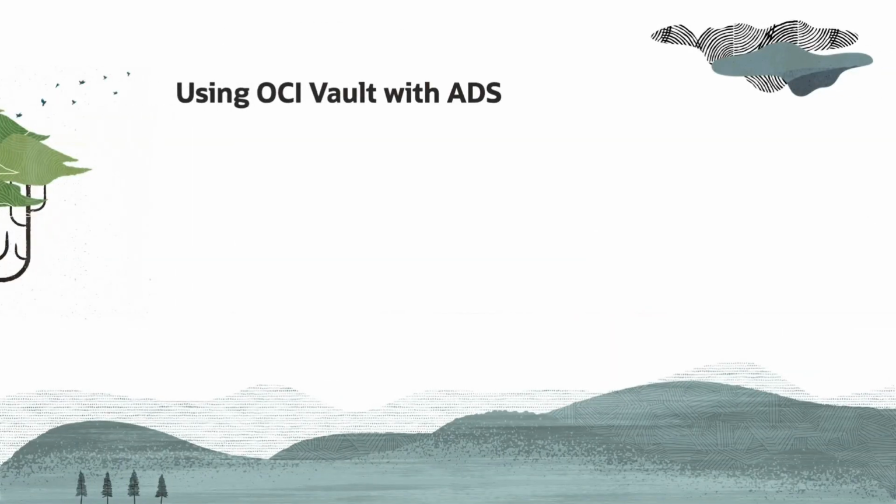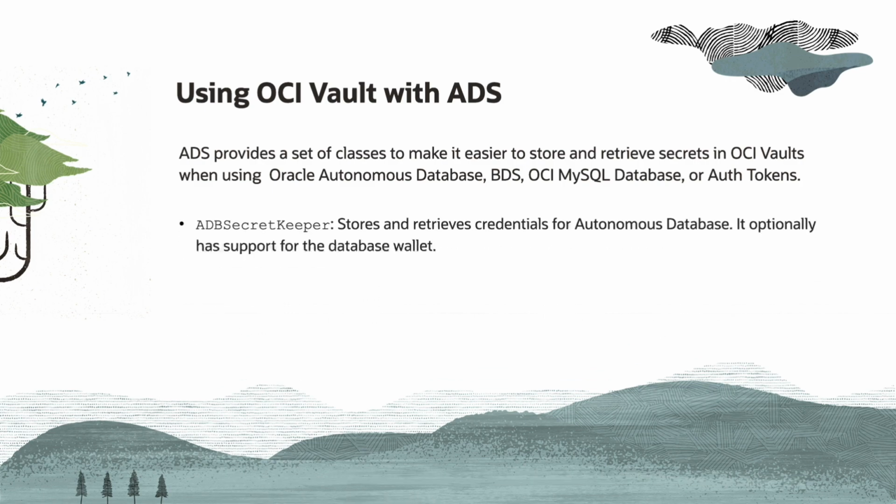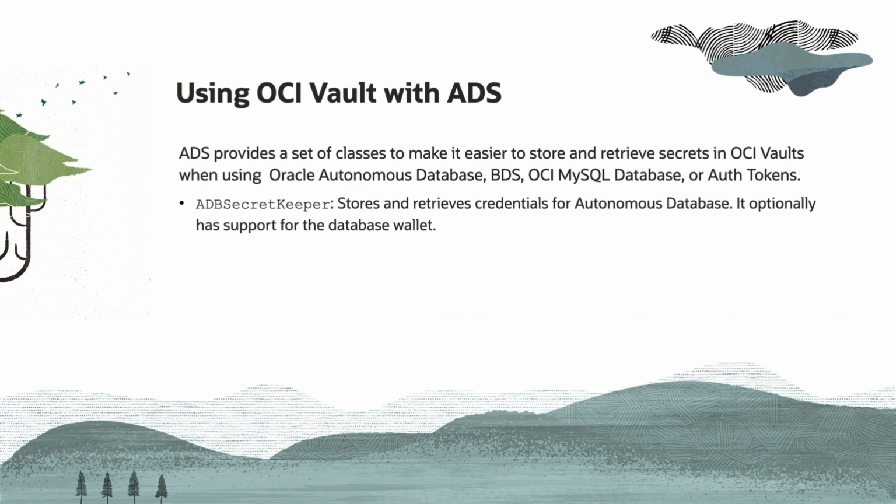Let's take a look at using the ADS SDK to perform some tasks using the OCI Vault. ADS provides a set of classes that make it easier to store and retrieve secrets in OCI Vaults when using the Oracle Autonomous Database, the Big Data Service, OCI MySQL database, or authentication tokens. The ADBSecretKeeper stores and retrieves credentials from the Autonomous Database. It optionally has the ability to store the wallet file.